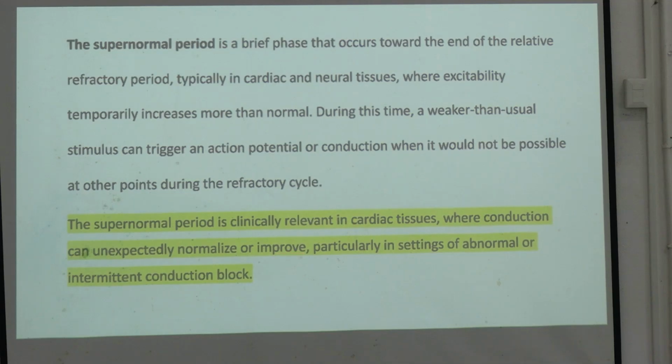And the supernormal period is clinically relevant in cardiac tissues where conduction can unexpectedly normalize, particularly in the setting of abnormal or intermittent block, conduction block. Conduction block, you have not studied yet, right? So once you understand what conduction block is, then I will repeat this again. Once there is conduction block, suddenly the patient may be normalized. Normal conduction may come back due to the presence of this supernormal period.